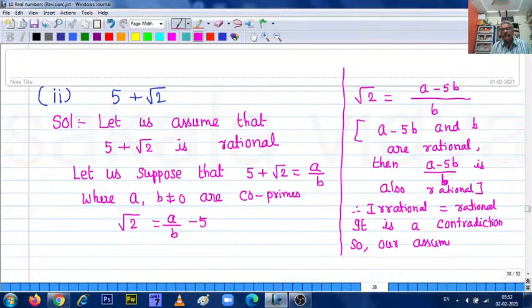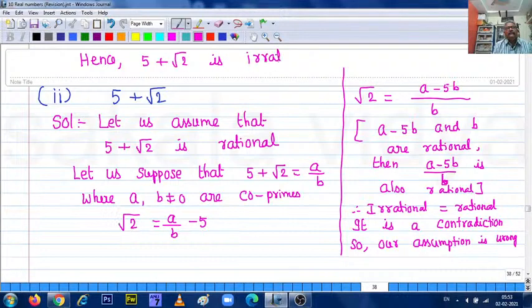Our assumption is wrong means this 5 plus root 2 must be irrational. Hence 5 plus root 2 is irrational. Hence it is proved.